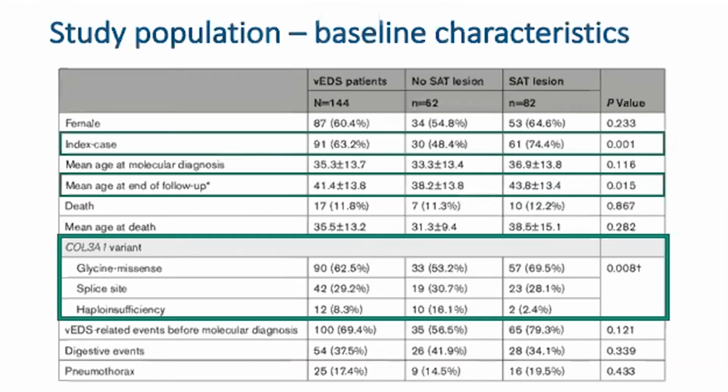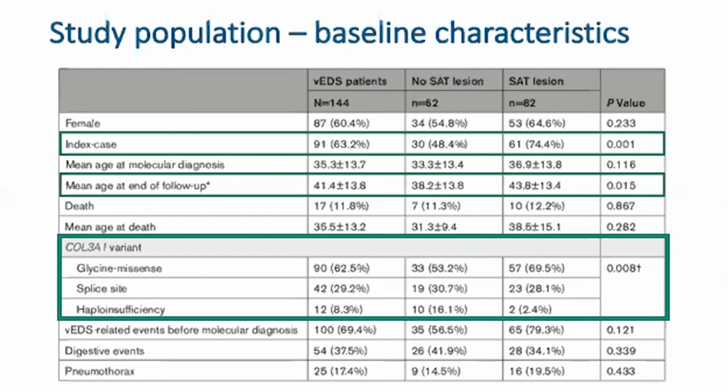You can see here the baseline characteristics of our population. 87 women, no significant difference between patients who had SAT lesions or those who didn't. We had more index case patients in the SAT lesion group, and a mean age at the end of follow-up which was older for these patients. No significant difference regarding death or the mean age at death.